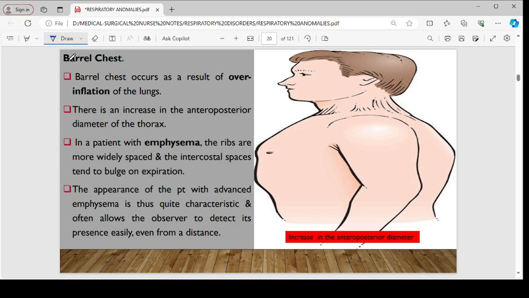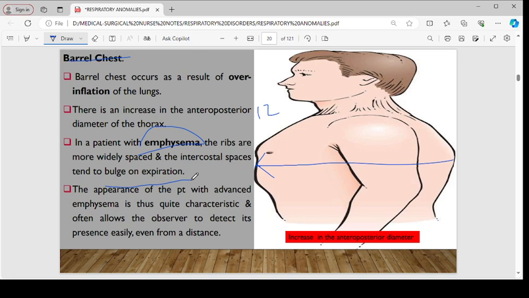Starting with the barrel chest, notice the increase in anterior posterior diameter. This one has already altered the normal ratio, which is supposed to be 1 to 2. The barrel chest occurs as a result of overinflation of the lungs. There is an increase in the anterior posterior diameter of the thorax, and this normally happens in patients suffering from emphysema, where the ribs are widely spaced and the intercostal spaces tend to bulge on expiration.